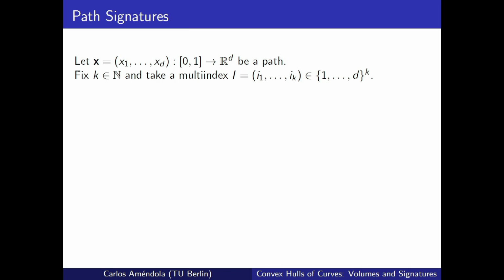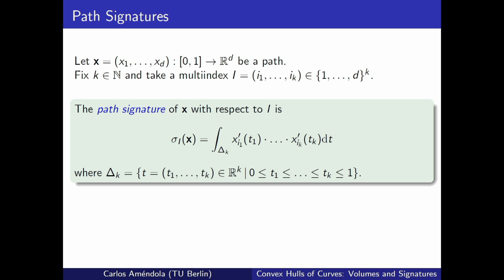So what we're going to do is look at signatures. Path signatures, and what is this? Consider a multi-index I1 to Ik. Each one of these is a number from 1 to d. What you do is this kind of integral, and then you take the product of the derivatives, where the coordinates are read off directly from this I. And this is the path signature of x with respect to I.